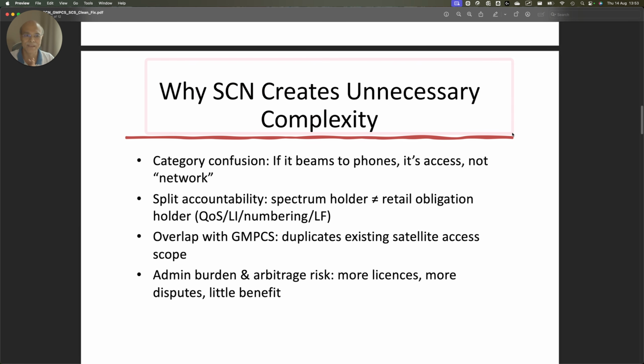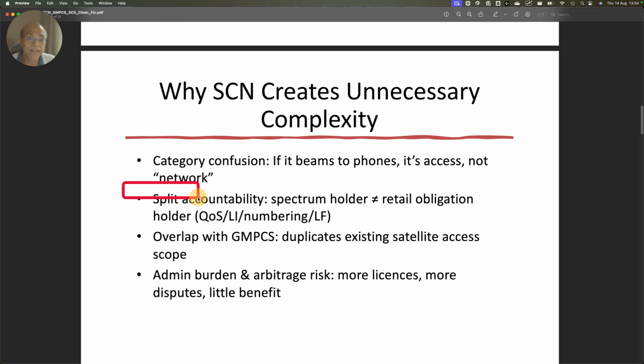Let me explain. Category confusion. What is the purpose of supplementary coverage from space? The objective of this satellite communication network is to provide connectivity on commercial phones, mainly commercial phones. It may not be only that, but primarily it is commercial phones because you are meeting the coverage holes. So if it is beamed to phone, it is access, it is not network. Simple as that. If you are beaming to a commercial phone, it has to be access. How can it become network?